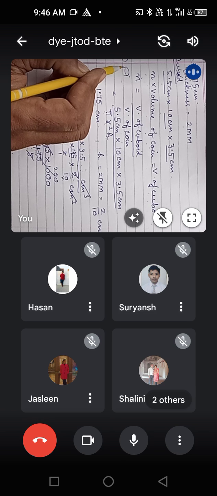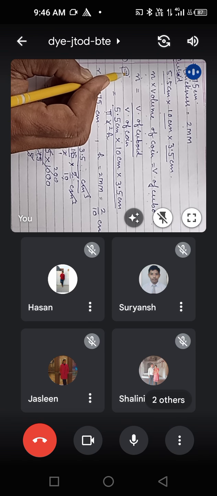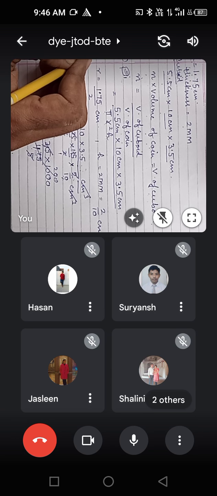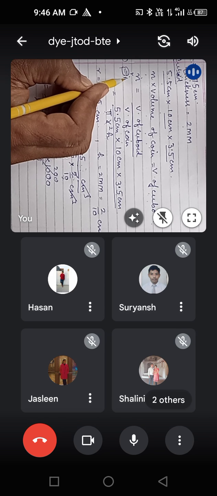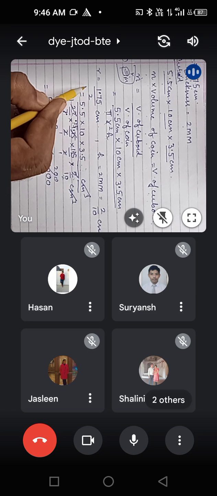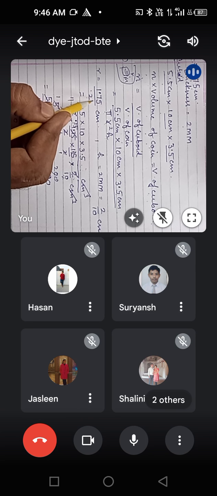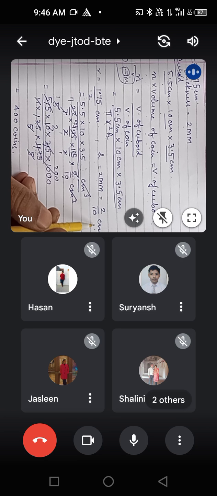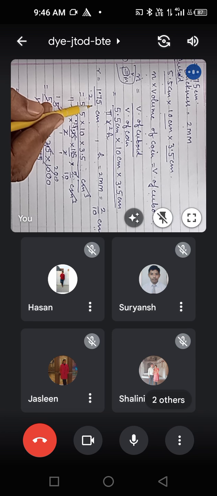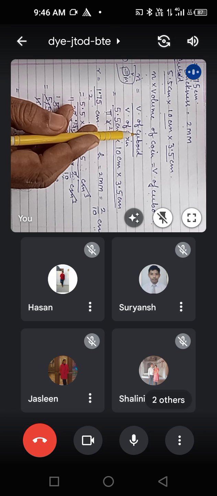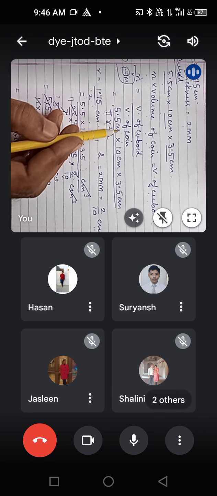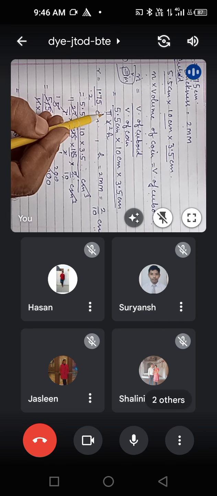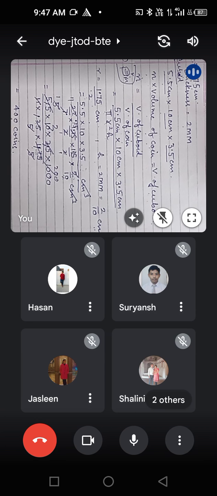This is the shape of the coin. So this is the radius of the coin, and this is the height of the coin. This coin has the diameter given, so its radius will be half of it, and height is 2 millimeters, that means 2 upon 10 centimeters. All the measurements are in centimeters now. So n is equal to volume of the cuboid divided by volume of the coin. This is the volume of the cuboid, and this is the volume of the coin, pi r square h. Put the values of r and h and simplify, you get 400 coins.